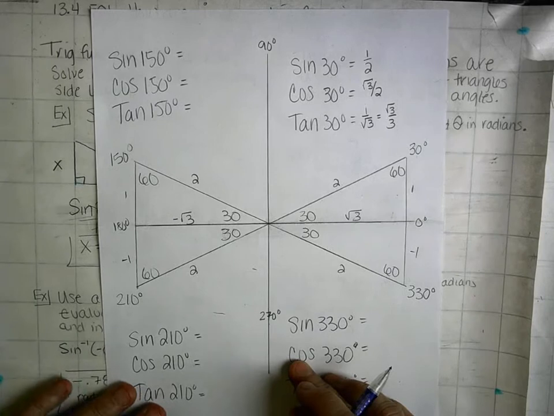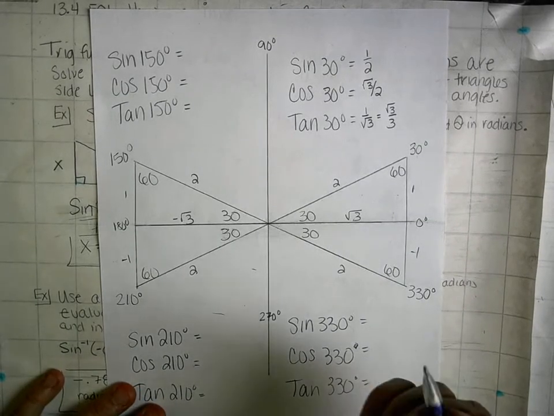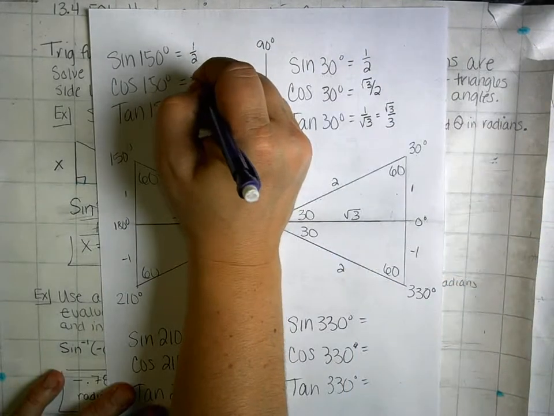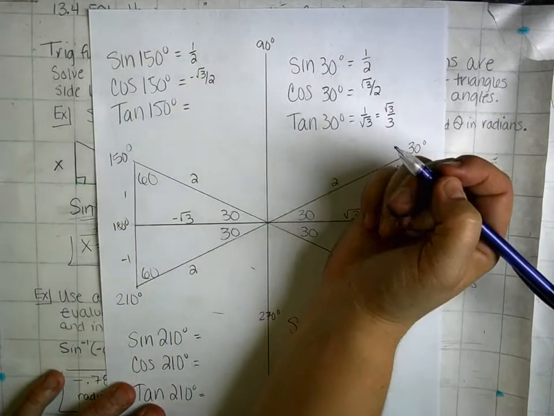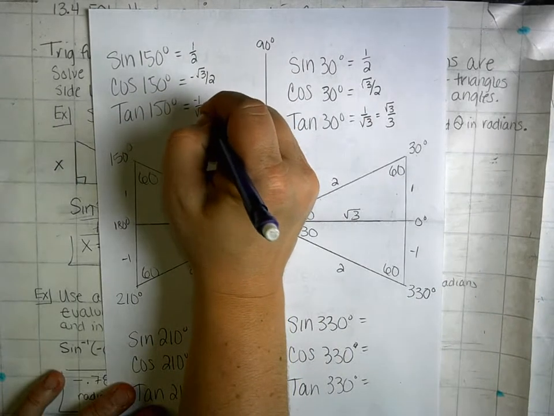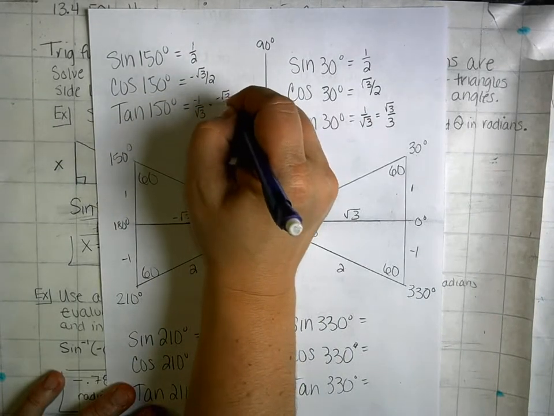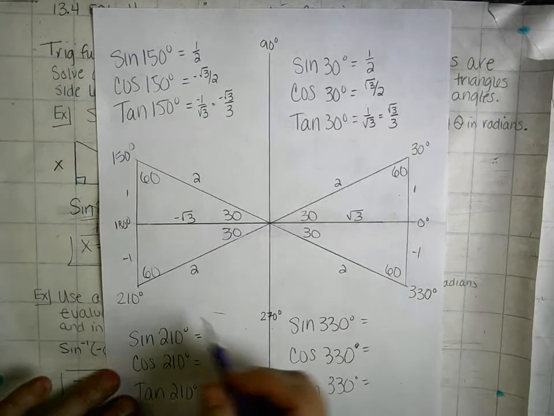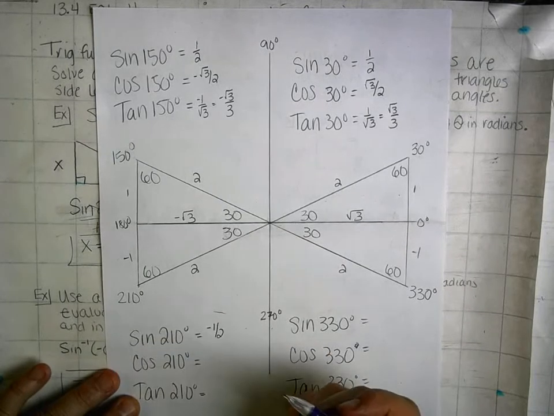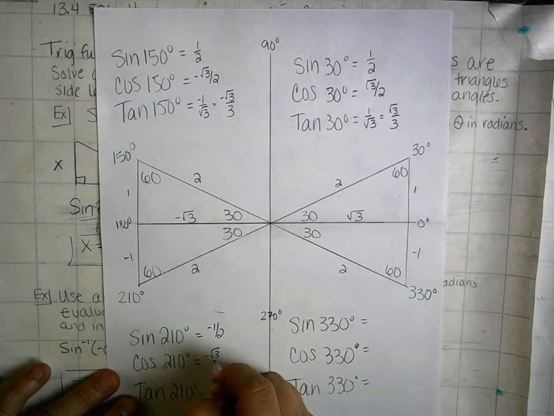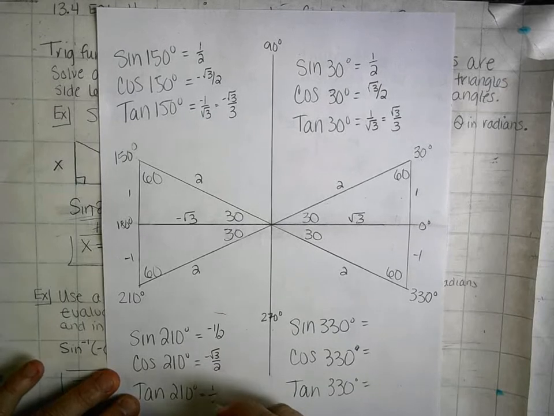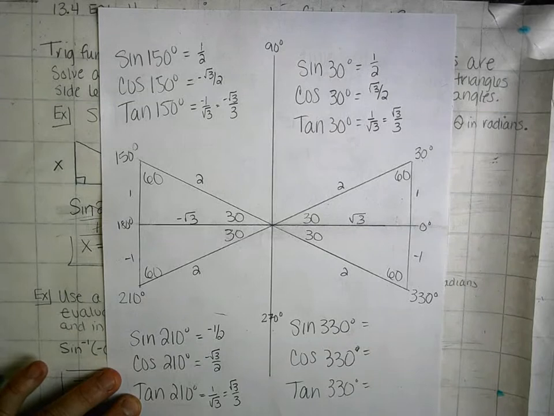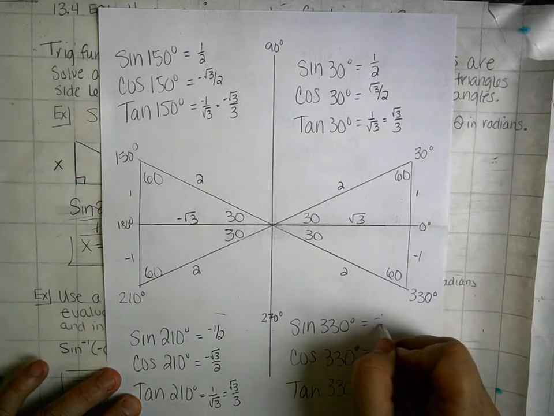When I go into the second quadrant, it's 150 degrees, and if I find the sine, it's 1/2. The cosine now is negative square root of 3 over 2, and the tangent is negative 1 over the square root of 3, which I changed to negative square root of 3 over 3. Going to the third quadrant, you can see that the sine is negative 1/2, the cosine is negative square root of 3 over 2, and the tangent is 1 over the square root of 3, which we changed to the square root of 3 over 3. In the fourth quadrant, the sine is negative 1/2.